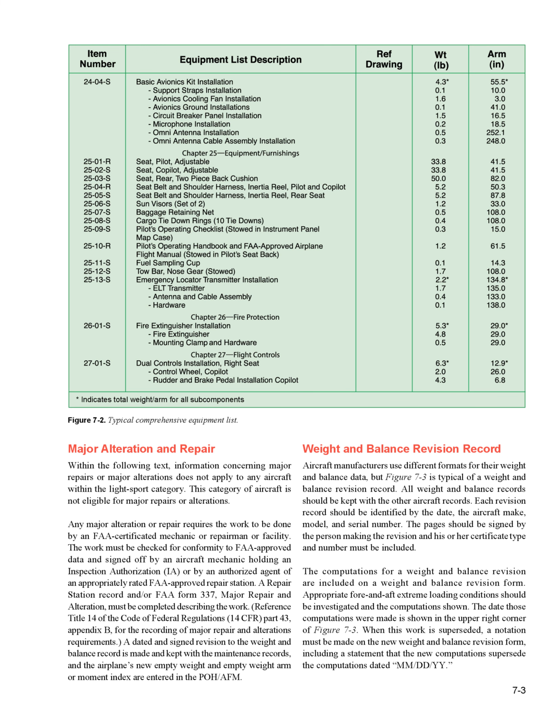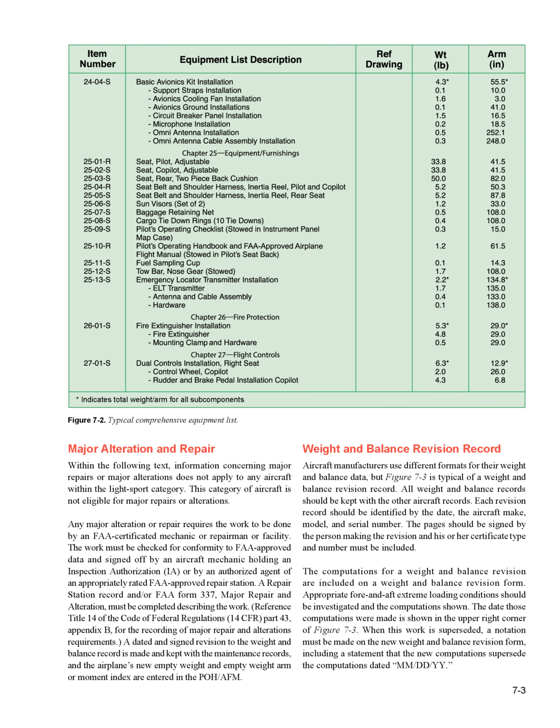A repair station record and/or FAA Form 337, Major Repair and Alteration, must be completed describing the work. Reference Title 14 of the Code of Federal Regulations, 14 CFR, Part 43, Appendix B, for the recording of major repair and alterations requirements. A dated and signed revision to the weight and balance record is made and kept with the maintenance records, and the airplane's new empty weight and empty weight arm or moment index are entered in the POH/AFM.